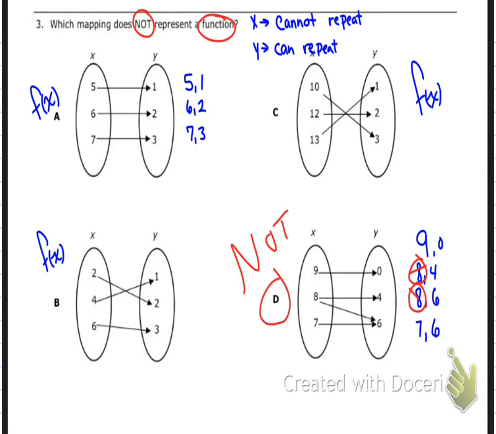I do want you to notice that I don't have an issue with the 6s. Because some people say, oh look, the 6 repeated. It really doesn't matter. The y values can repeat, but they don't have to repeat. So normally all I pay attention to is the x values. But I do want to point out that the 6s aren't the issue. It's the x value 8.